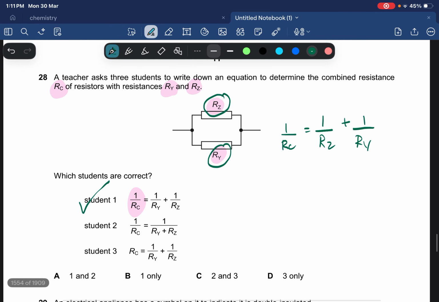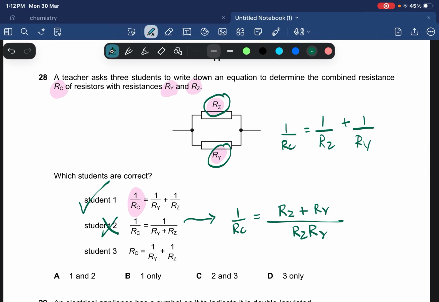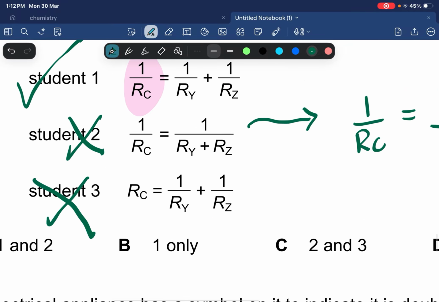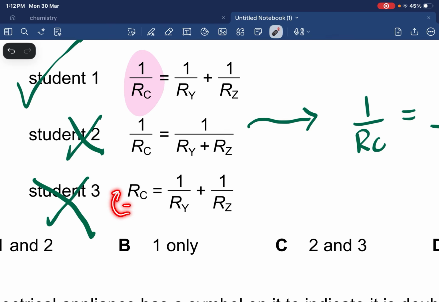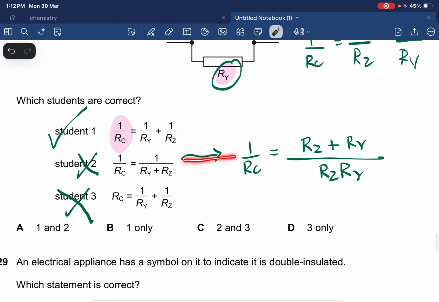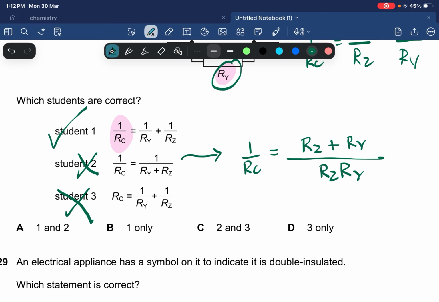Now let's look at this. If we try to combine the two, 1 upon RC equals RZ plus RY upon RZ RY. So this is incorrect. This is also incorrect, because if you have taken a reciprocal on this side and brought RC on the top, you have to take a reciprocal here as well. This is also incorrect, because the correct way, if you are going to solve it, is going to become this. Simple mathematics. So only student 1 is correct.